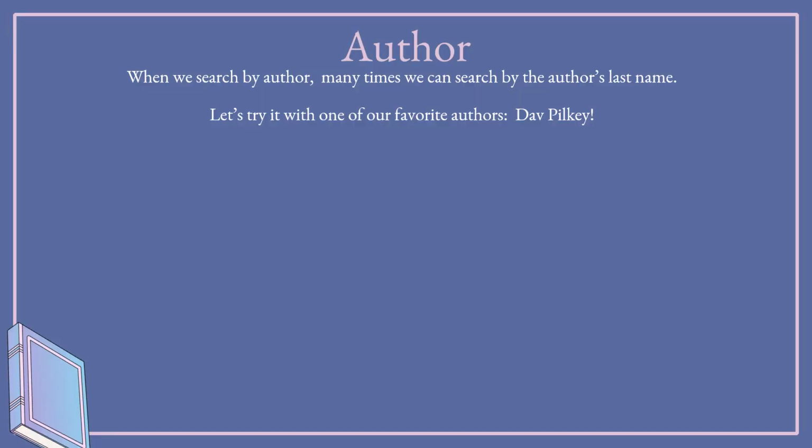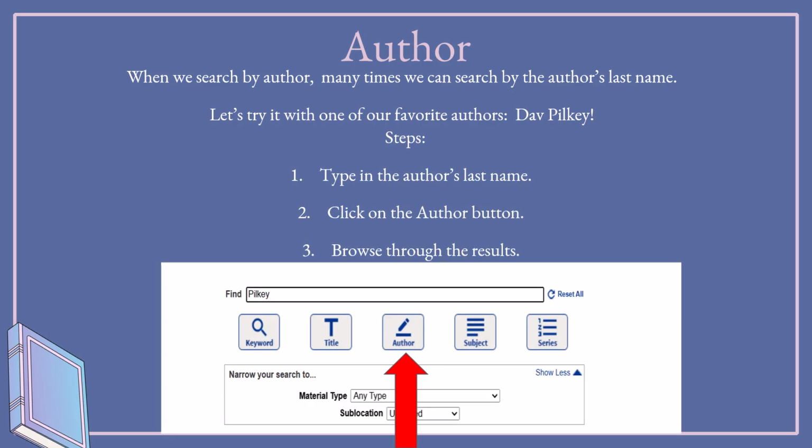All right, let's look at our second way to find a book in the library catalog, by author. When we search by author, many times we can search by the author's last name. Let's try it with one of our favorite authors, Dav Pilkey. First, type in the author's last name. Then, click on the author button and browse the results.